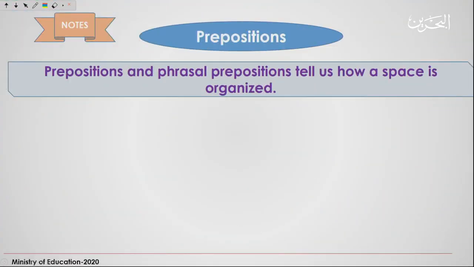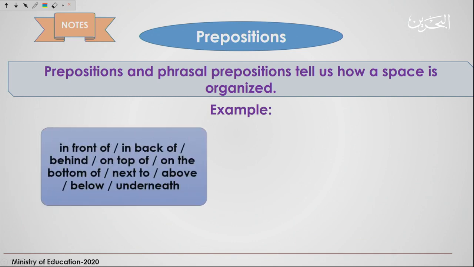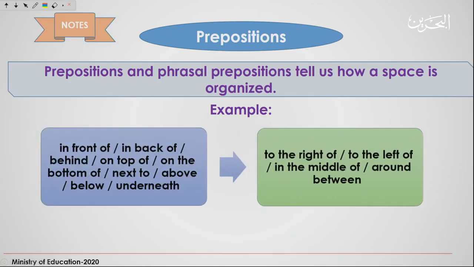What about the prepositions? Prepositions and phrasal prepositions tell us how a space is organized. So usually when you're going to talk about a certain place and you describe it, you give directions or you tell the person where he or she can find it. So we use directions like in front of, in back of, behind, on top of, on the bottom of, next to, above, below, underneath, to the right of, to the left of, in the middle of, around, between, and so on it goes. We're just keeping here examples.